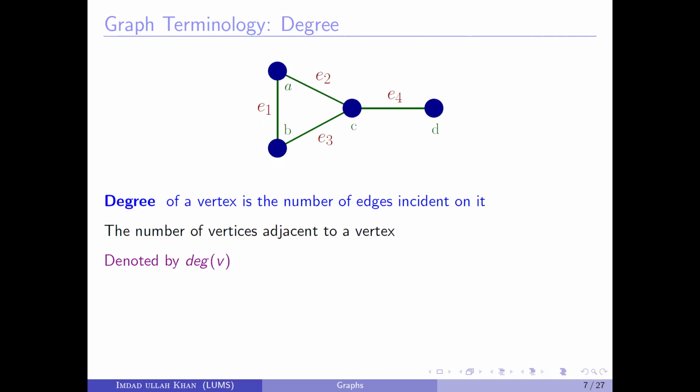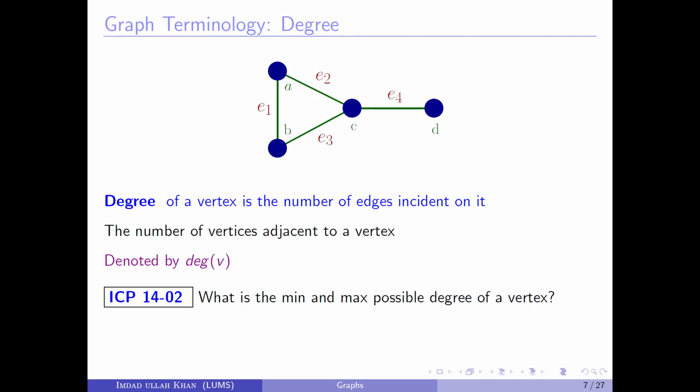Degree is another important term. So the degree of a vertex is the number of edges incident on that vertex. If you think of C, there are different edges which are incident on C. For example, one edge is coming from A, another one is coming from B, third one is coming from D. So the degree of C is 3. The number of edges which are incident on that particular vertex will give us the degree of that vertex. And we'll use this notation, DEG of V or degree of V.